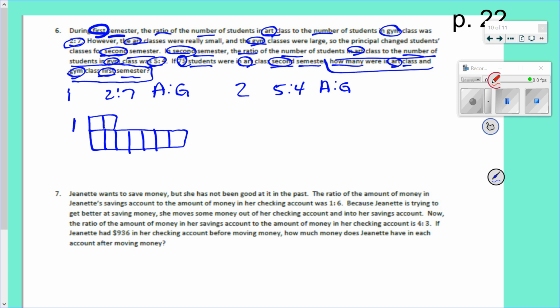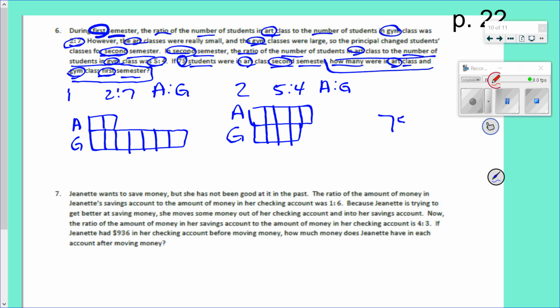And that's art to gym. Second semester, that changes. We're now doing 5 to 4, and that's still art and gym. Now looking at the information they gave me, it says 75 students in art class in the second semester. So I need to figure out the number of boxes in second semester.